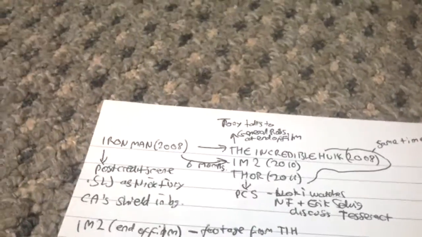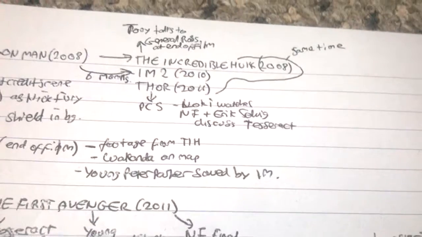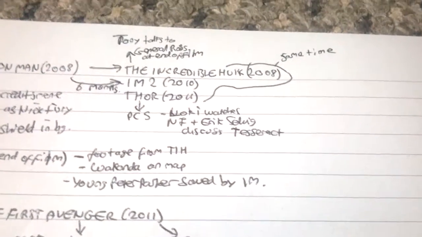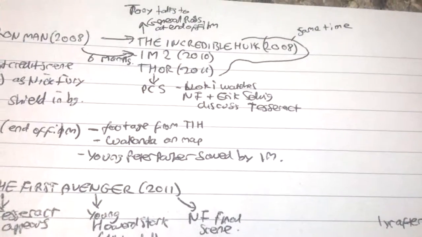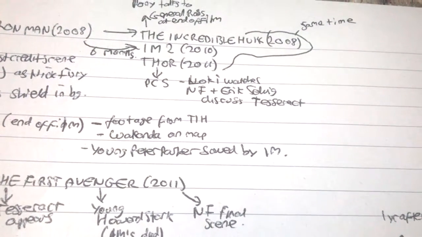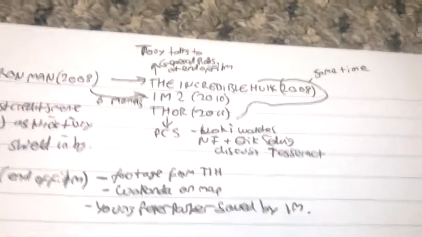Then 6 months later, the Incredible Hulk. The Incredible Hulk is the second film, also in 2008. And Iron Man 2 in 2010 and Thor in 2011, they all happen at the same time, which is 6 months after the events of the first Iron Man.